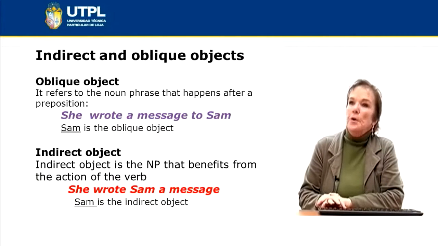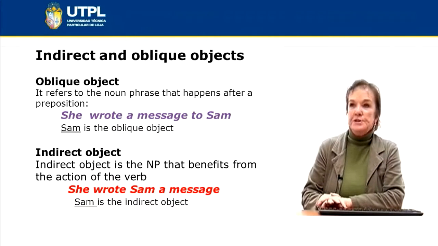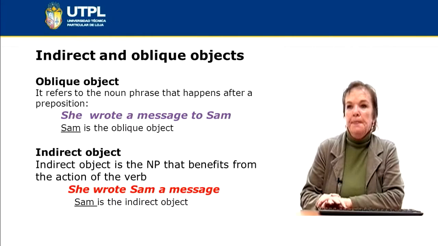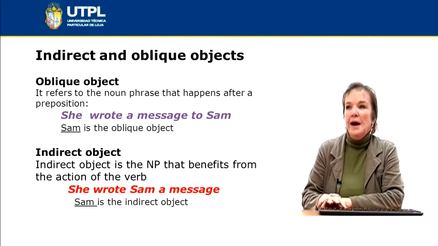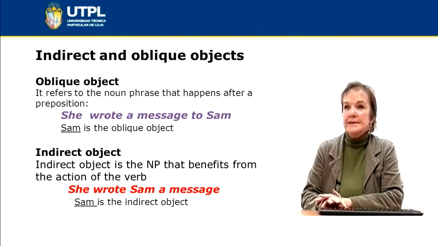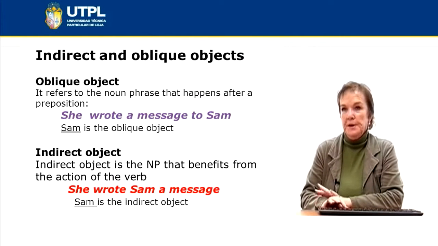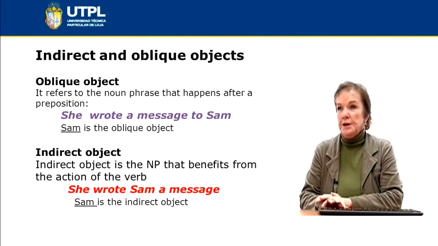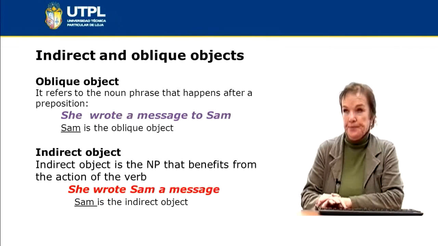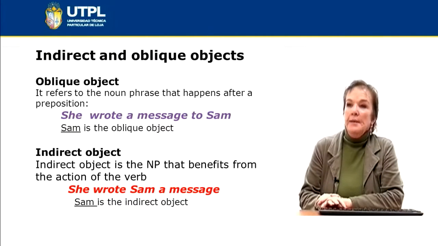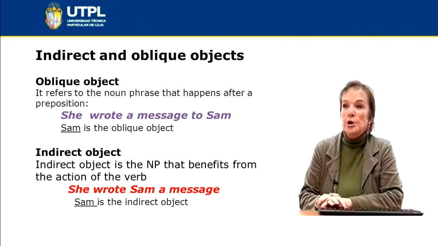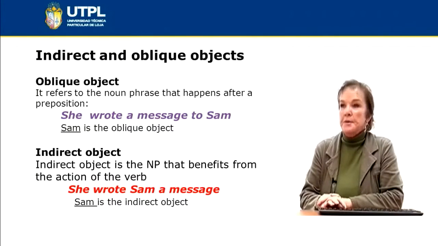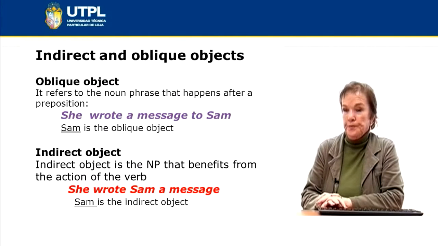Other types of objects are the indirect object and the oblique object. The oblique object refers to a noun phrase that occurs after a preposition. Pay attention. She wrote a message to Sam. Sam is the oblique object because it is located after the preposition to.